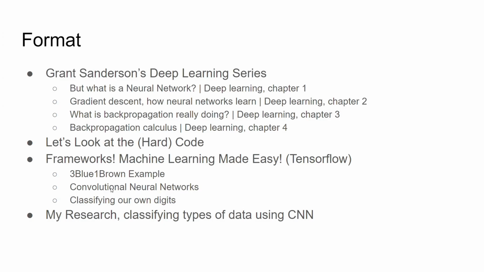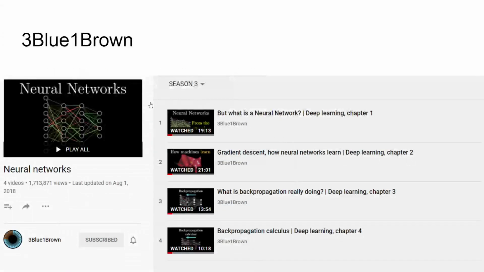And then finally, at the end, if we have time and we're not running too much overtime, I'll go over a bit of my own research on classifying different data types using convolutional neural networks. So let's jump right into it. So we're going to go watch 3Blue1Brown's neural network series. This will take about an hour, and we should be getting to the actual examples around 9 o'clock.